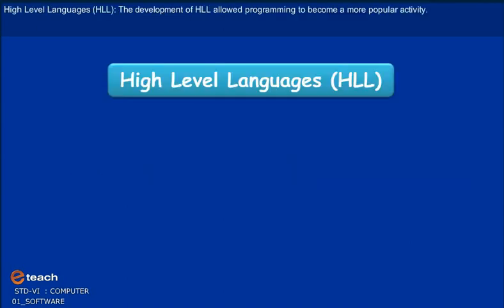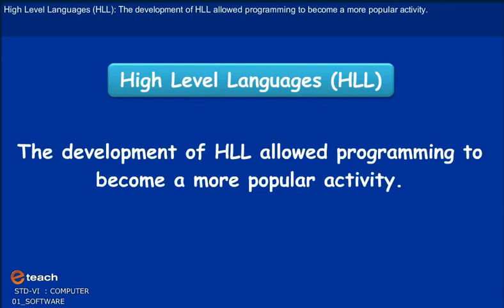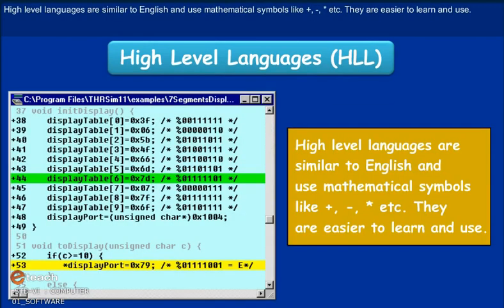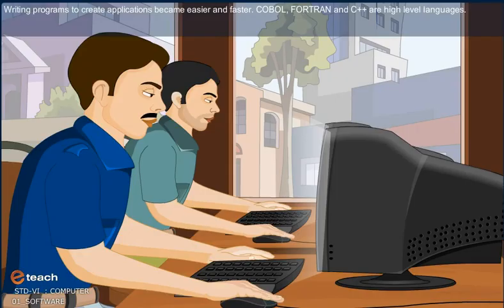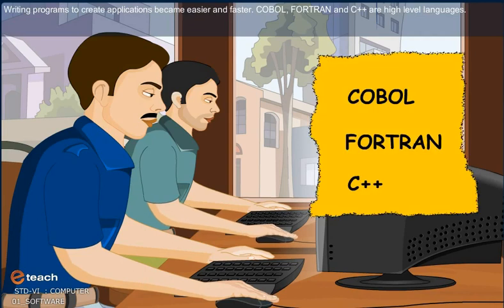High-level languages, that is HLL. The development of HLL allowed programming to become a more popular activity. High-level languages are similar to English and use mathematical symbols like plus, minus, multiplication, etc. They are easier to learn and use. Writing programs to create applications becomes easier and faster. COBOL, Fortran and C++ are high-level languages.